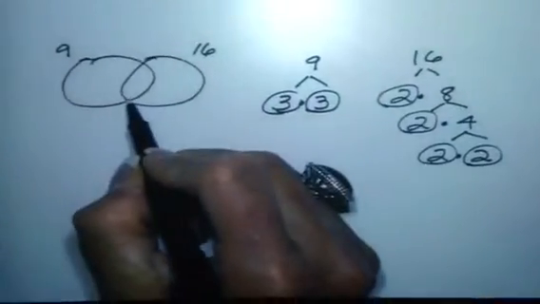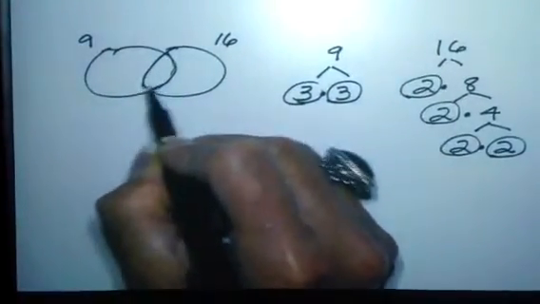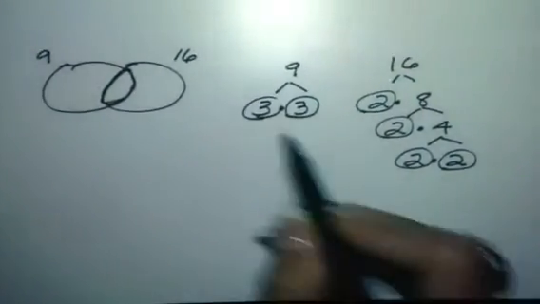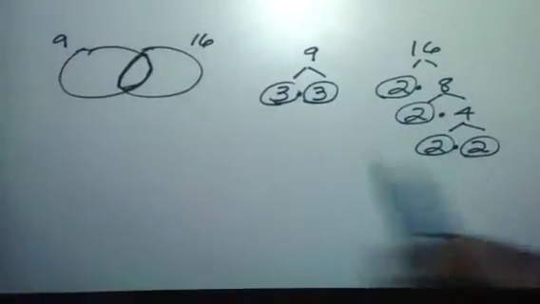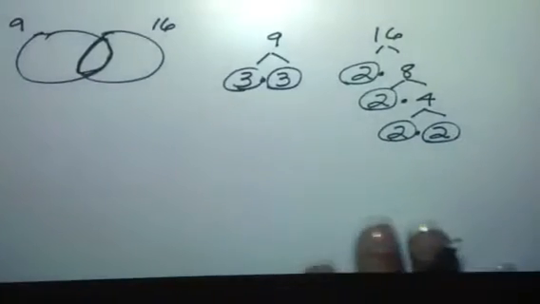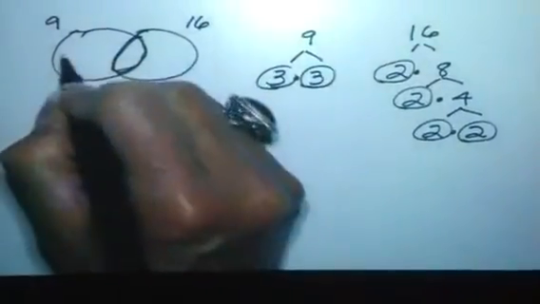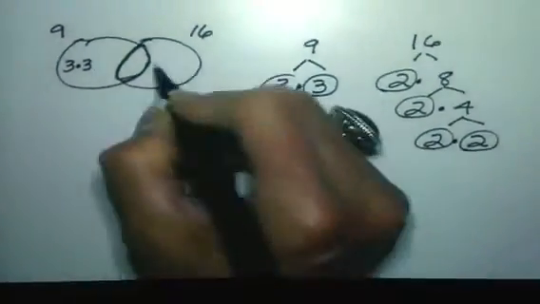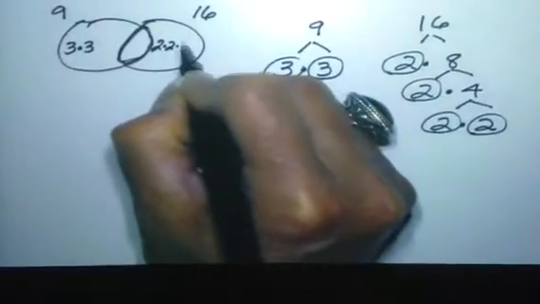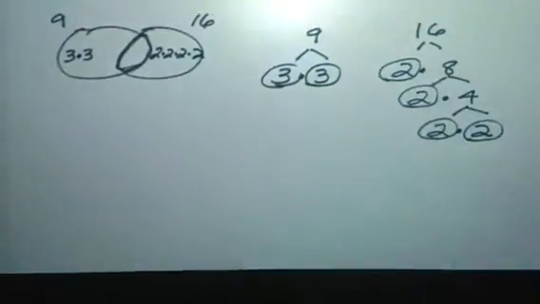Now I always look to see if I have anything in common that goes in the overlapping area of a Venn diagram. And there are no common prime factors. So I'm simply going to fill in the Venn with what I know. For 9, I have the 2 primes of 3 times 3. For 16, I have 2 times 2 times 2 times 2.